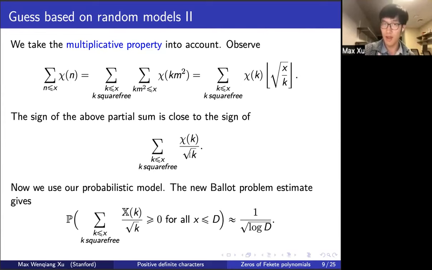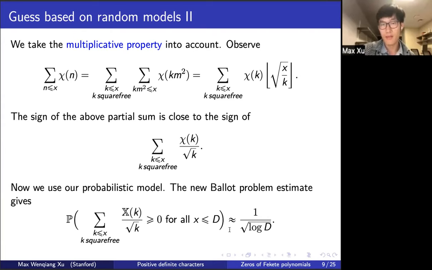And so actually using this multiplicative property, we're taking care of the square part. So we now maybe use a new probabilistic model. Now we sum over x_k over square root k, and we want this to be always non-negative. Okay, this might be a more reasonable model.